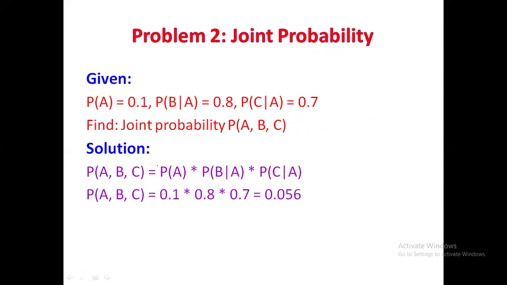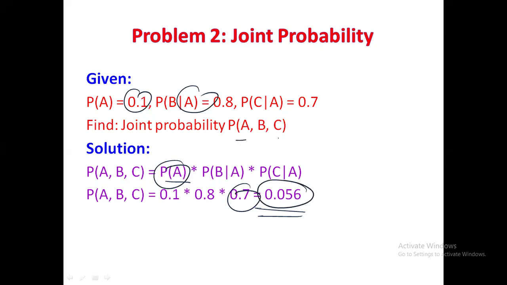Then you have to substitute: probability of A is equal to 0.1, B given A is equal to 0.8, and probability of C given A is equal to 0.7. If you multiply all those values, you get 0.056. Here you should remember one thing: if you are given A, B, C, probability of A multiplied by probability of B given A multiplied by probability of C given A. One by one, if n variables are there, n terms have to go. This value is 0.056.